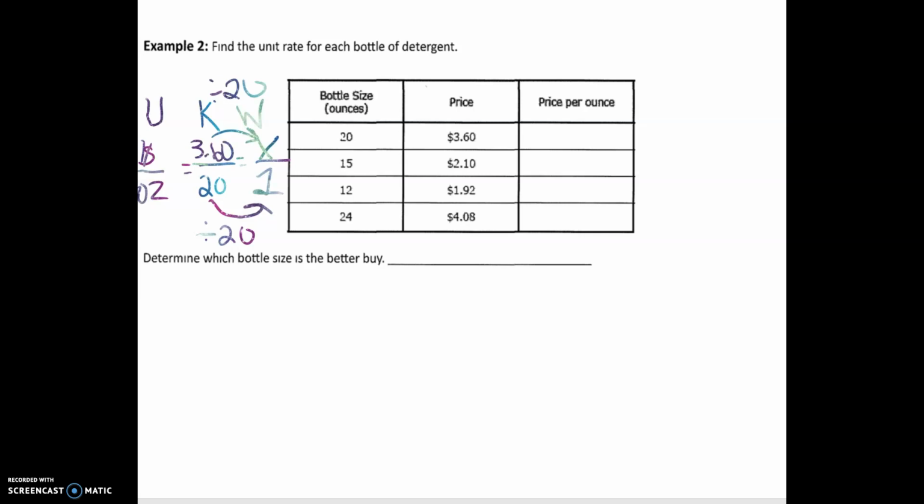If you notice what you're taking, you're just going to take the price. I'm going to circle the second one. You're ending up taking the price and dividing it by the ounces in this case. And then see what you get.